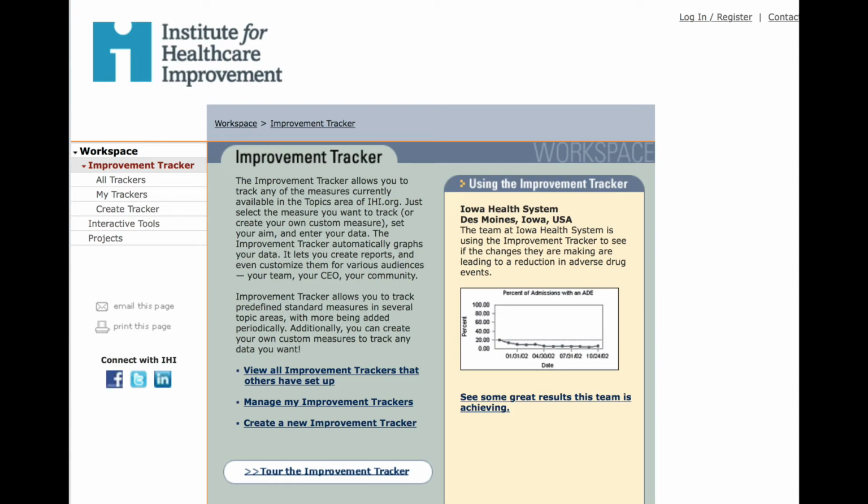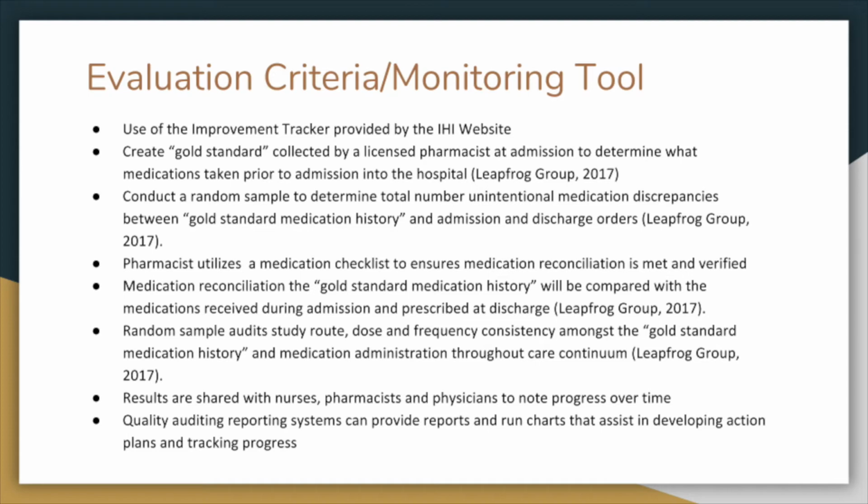This measuring tool requires hospitals to conduct a random sample of patients to collect the total number of unintentional medication discrepancies. A gold standard medication history is collected by a licensed pharmacist at admission to determine what medications a patient is taking prior to admission into the hospital. The pharmacist can then utilize a medication checklist that ensures all aspects of medication reconciliation are met and verified.